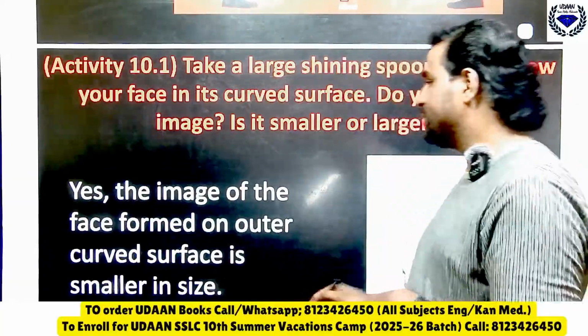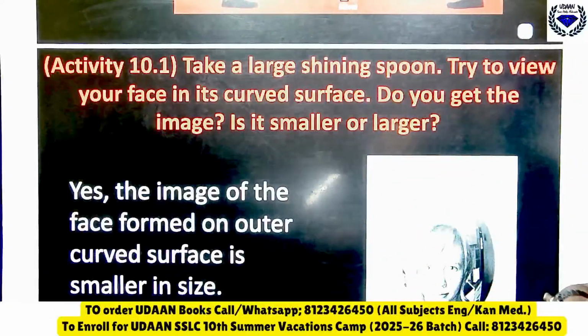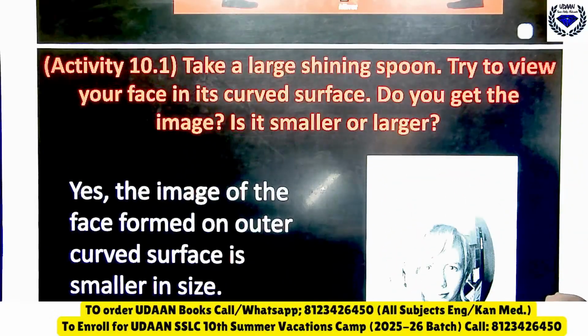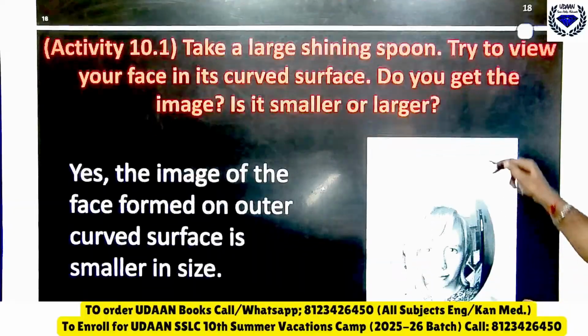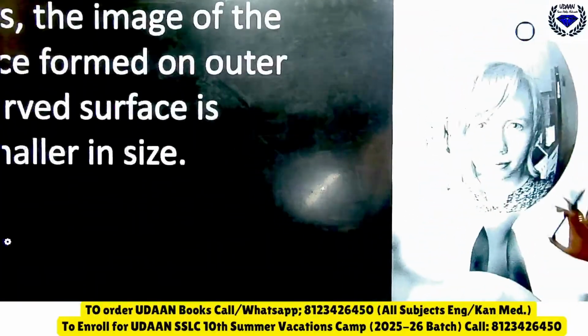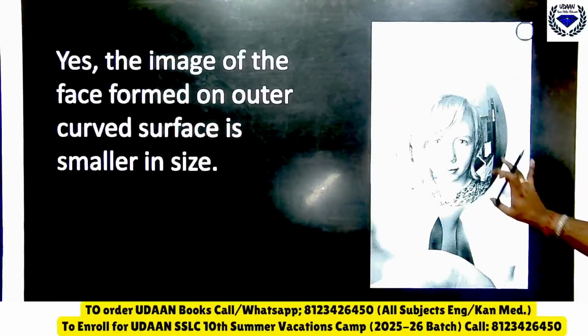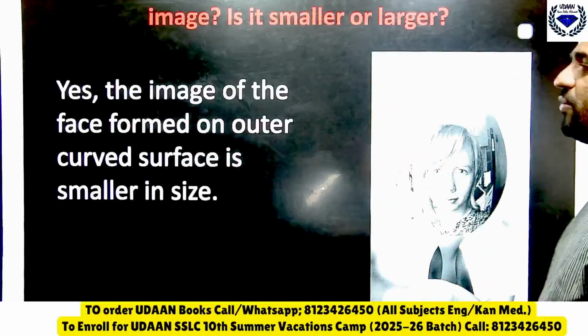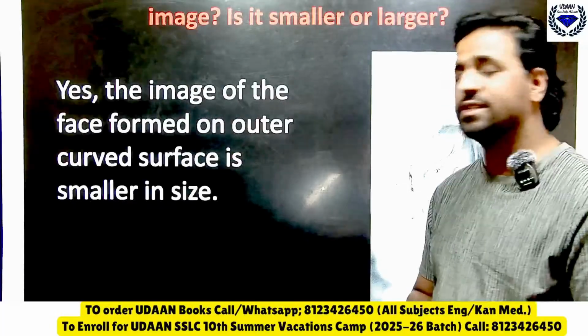Okay, then see, take a large shiny spoon, try to view your face in its curved surface. Do you get the image? Is it smaller or larger? So you can see here this image, I think you can see the spoon, how it appears. Yes, the image of the face formed on the outer curved surface is smaller in size.